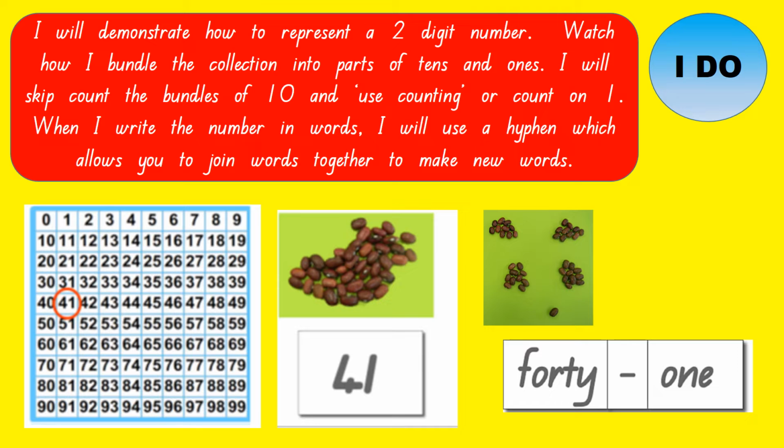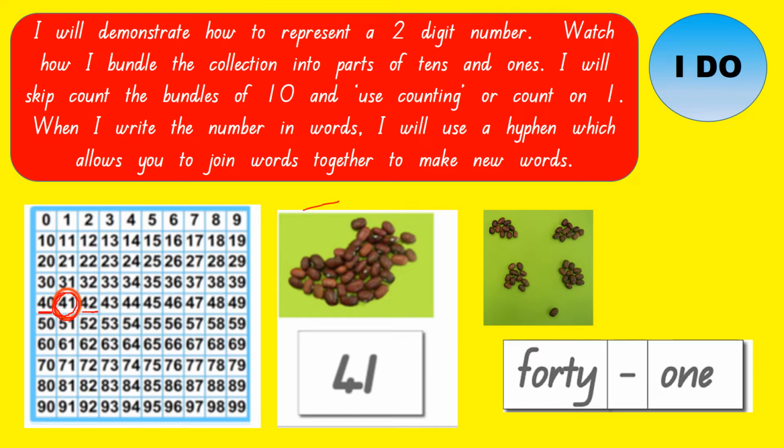Now, up in the corner it says I do, because I will demonstrate how to represent a 2-digit number. I have chosen the number 41. Now I've put a circle around the number 41. Have a look at the number that is before 41. It is 40. And what is the number that's after 41? Here it is, 42. Now 41 just means 40 and 1.